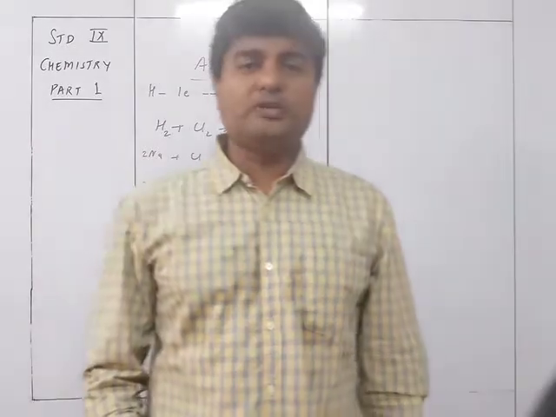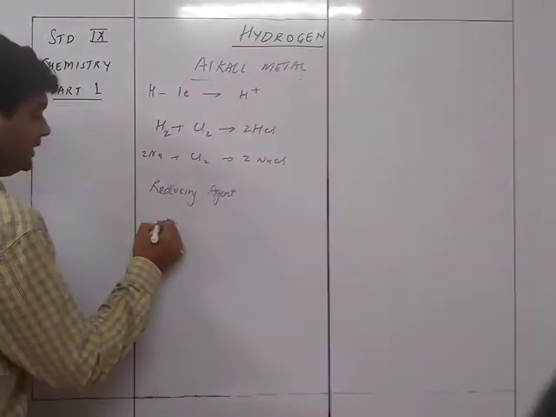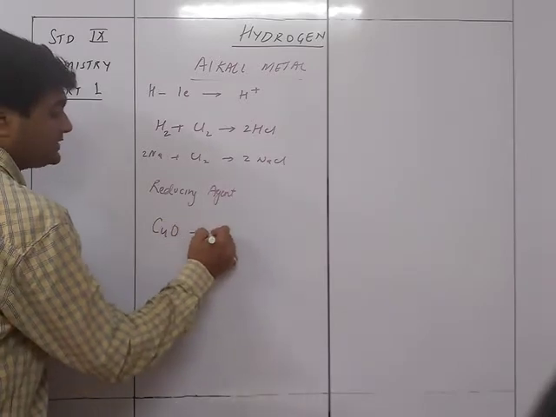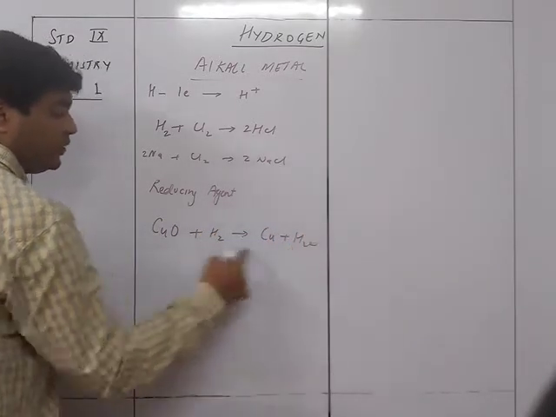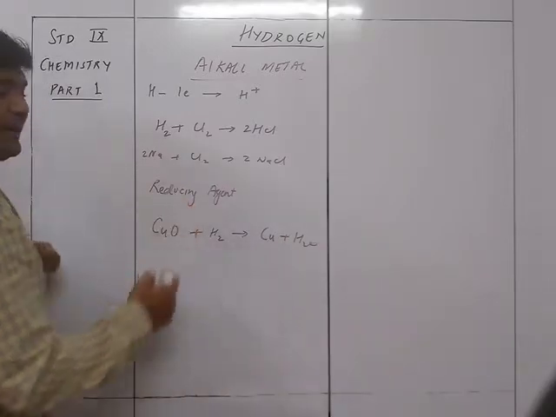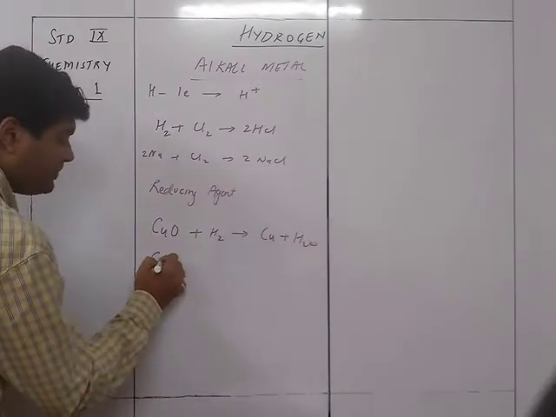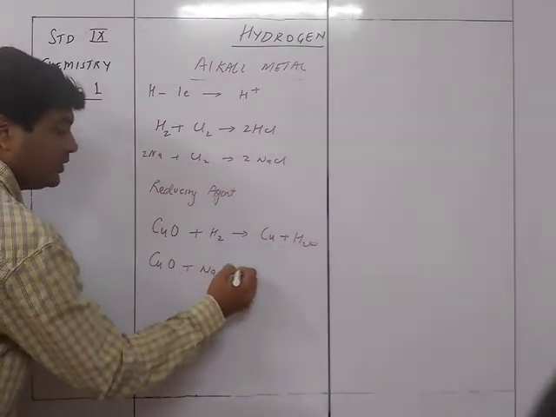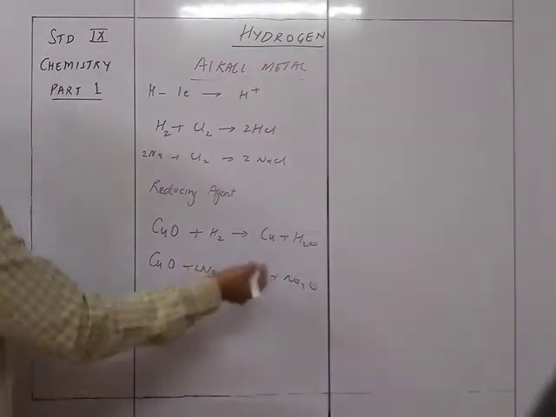If I have copper oxide and react it with hydrogen, we know that CuO plus H2 is going to give you Cu plus H2O. So it's a very good reducing agent, similar to potassium and others, which undergo the same kind of reaction, for example giving Cu plus Na2O. This is a simple thing.